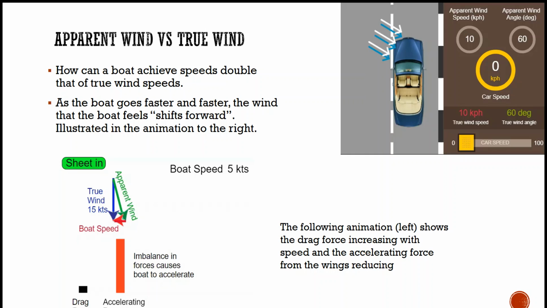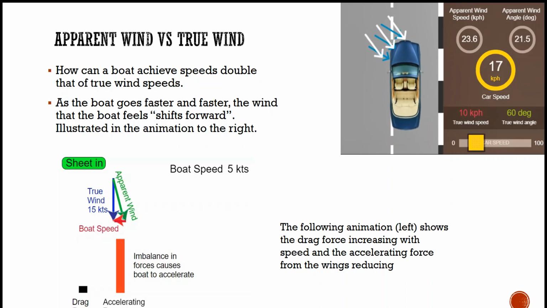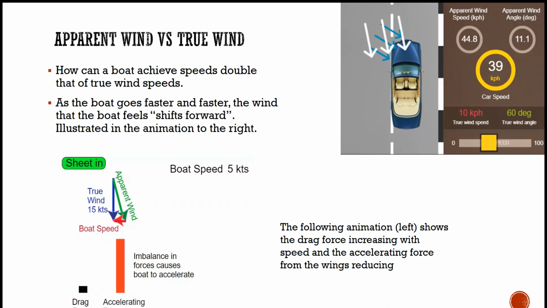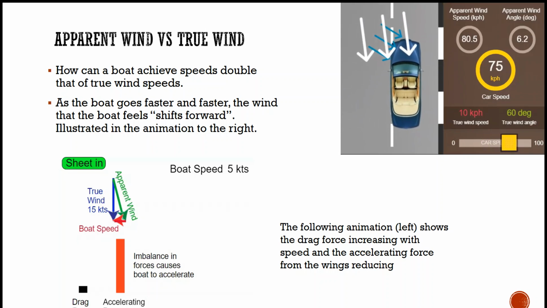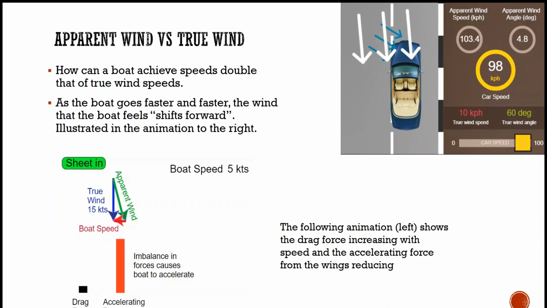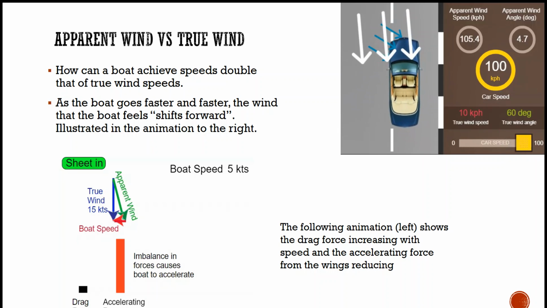First, consider this. As the boat goes faster and faster, the wind that the boat feels shifts forward, as you can see in the car animation provided to the right, where the shifting wind is illustrated in white. The wind that the car feels, similarly to a boat, is the apparent wind generated by its own speed. But the limiting factor is how much forward force the winged sail can garner out of the wings from the angle between the boat's heading and direction of the apparent wind.